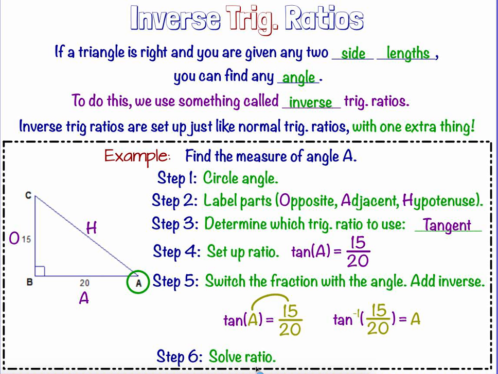Okay? Now, step 6 is to solve the ratio. You can just go in your calculator, and iPhones do this too. You can do tan to the negative 1 of 15 over 20. That's going to get you 37 degrees. That's all.